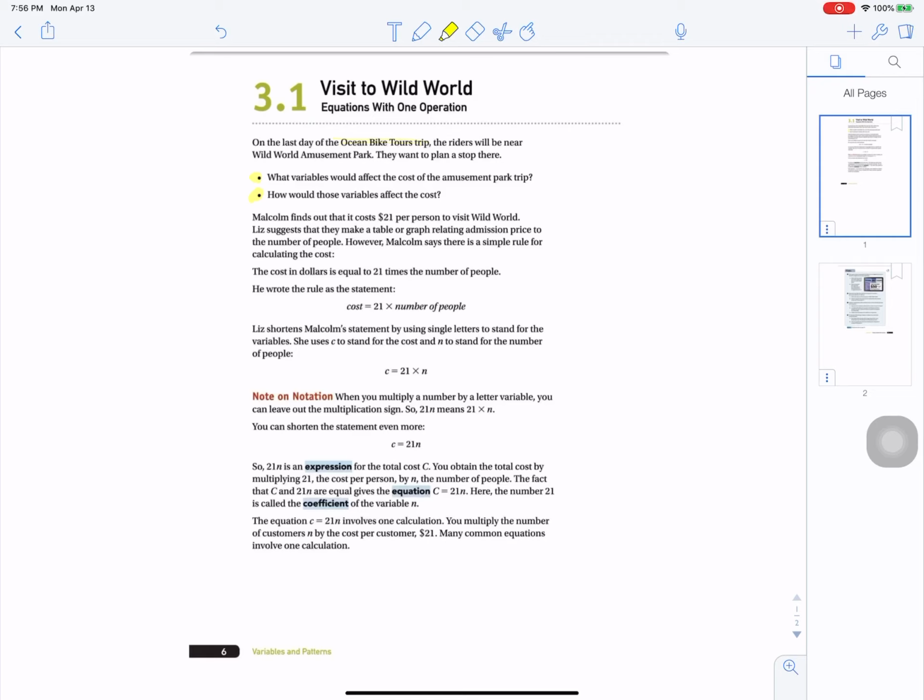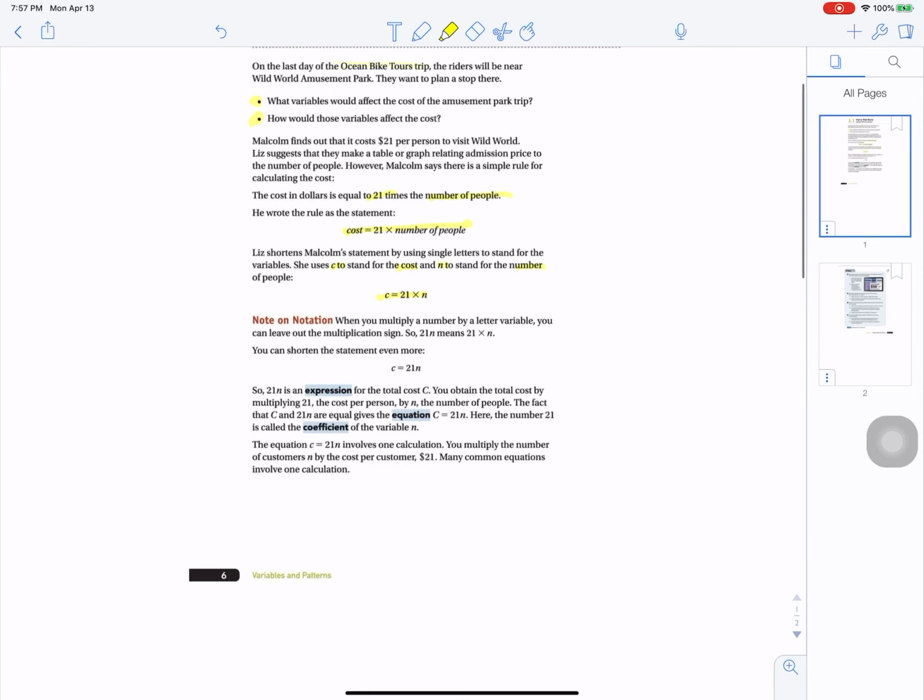However, Malcolm says there's a simple rule for calculating the cost, and basically that's just 21 times the number of people. So that's that graph. Or we could simplify it. If we say C is the cost and N is the number of people, it could just be 21 times N. We've talked about this before, but when you multiply a number by a letter variable, you can leave out the multiplication sign. So the shorthand version is just 21n.